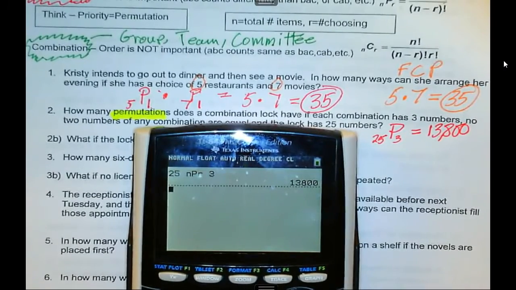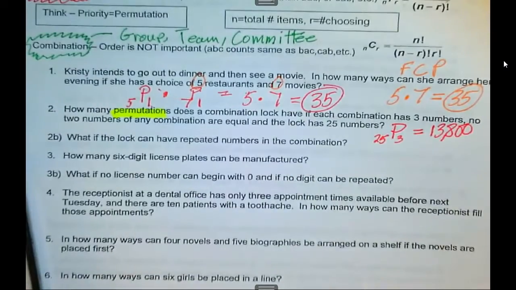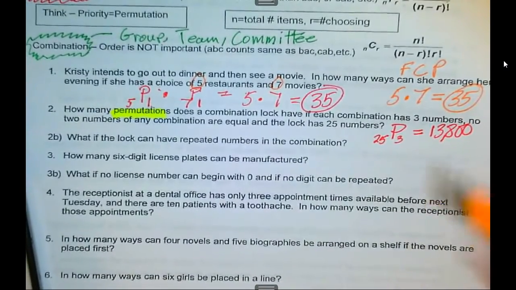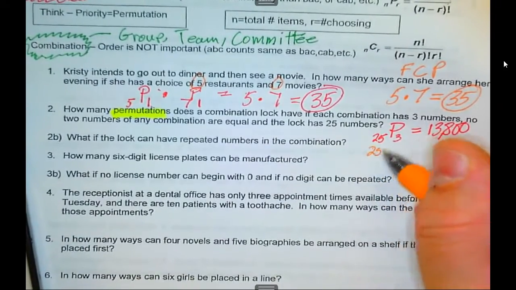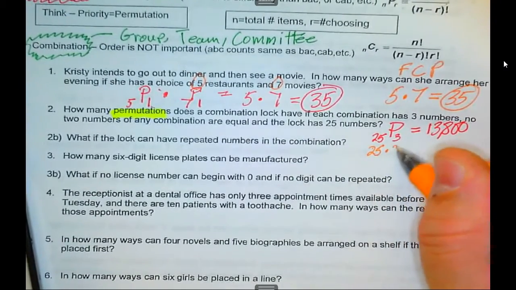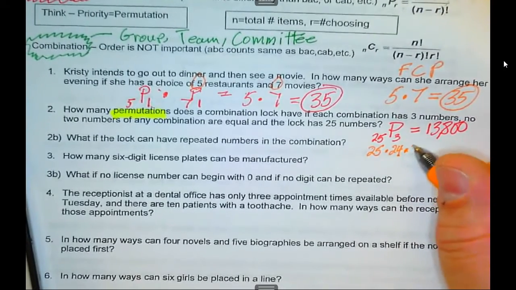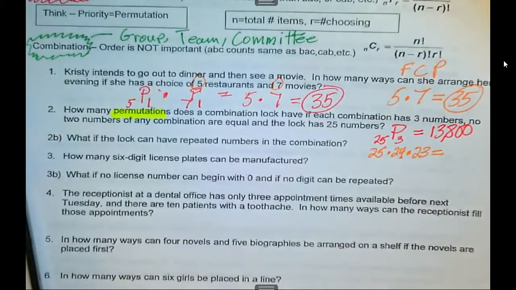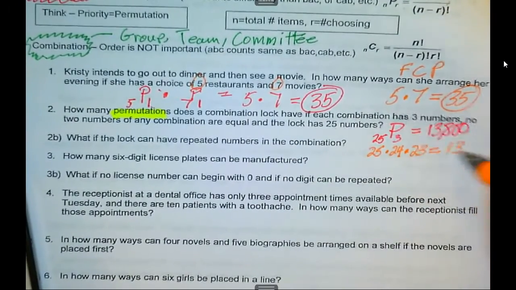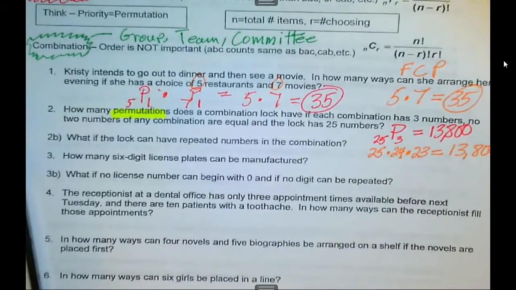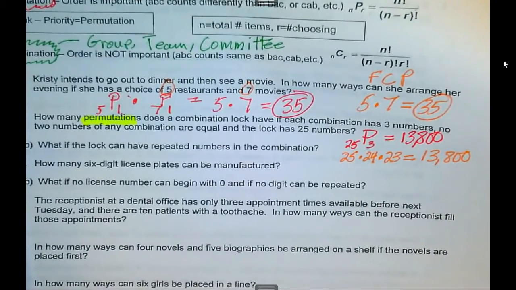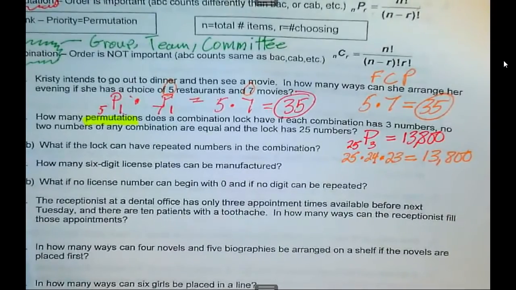Now, again, you could have used the fundamental counting principle. I keep calling it theorem. If you use the fundamental counting principle, you would have taken 25, your second choice would have been 24 out of 25 numbers, and your third choice times 23. You should get 13,800. Either way you're going to be good to go. Just stick with the permutation.